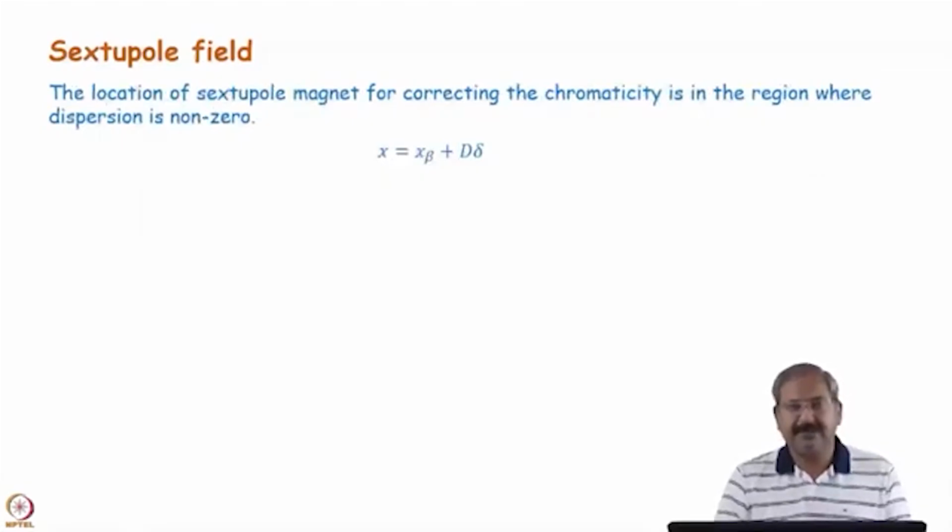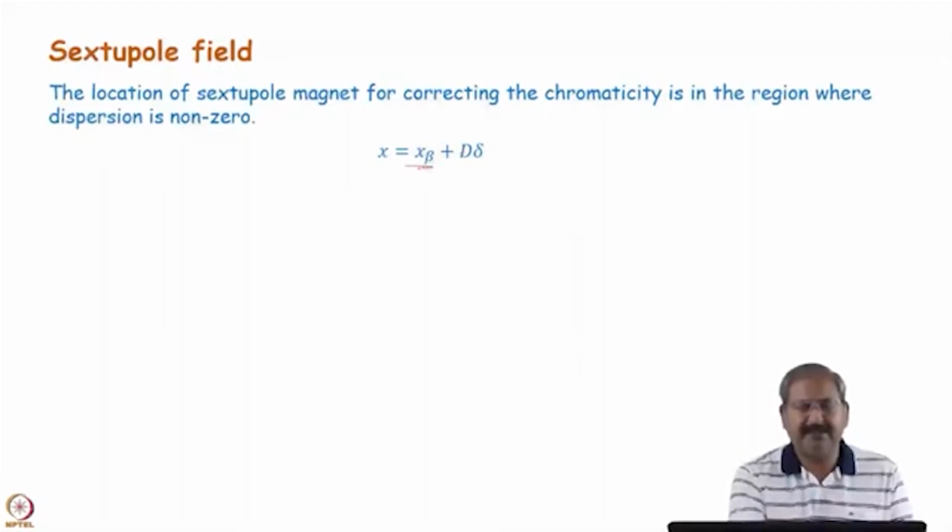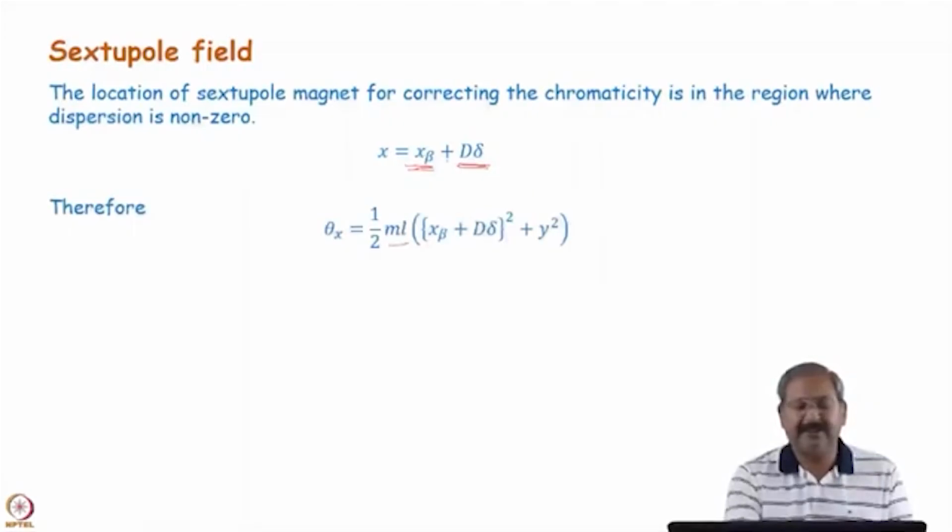Now because we are introducing this sextupole magnet at a place of non-zero dispersion, means where the dispersion is finite, the displacement of the particle from the design axis can be written as the displacement due to betatron oscillation and the displacement due to dispersion into delta p by p. Now we will put the value of x in the sextupole kick. So this will be half ml, and in place of x we have written this. So the square of this quantity plus y square.